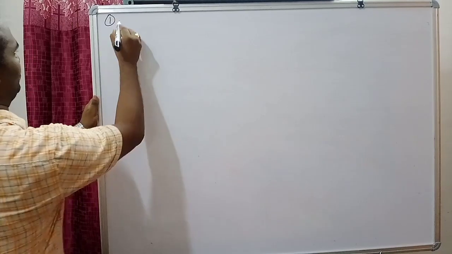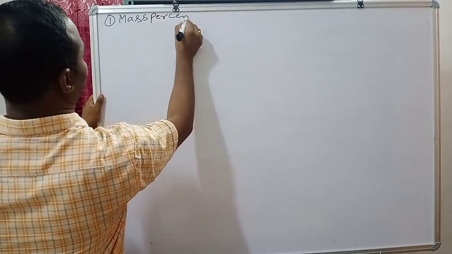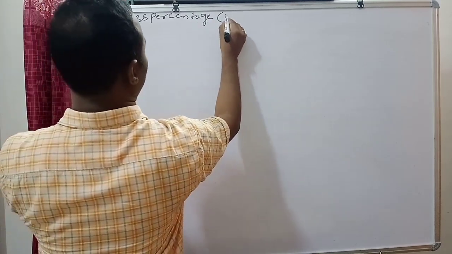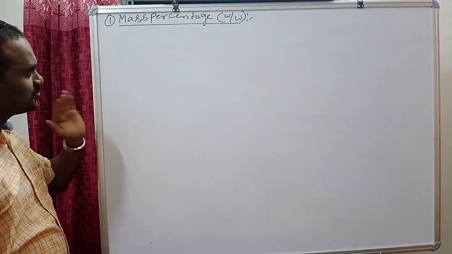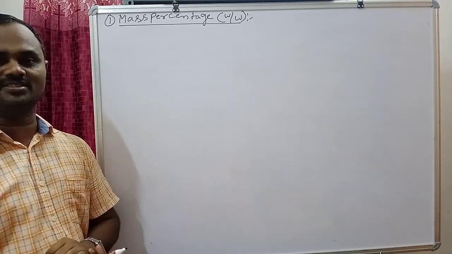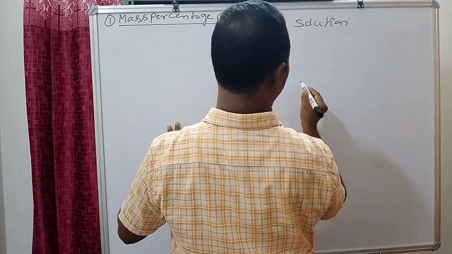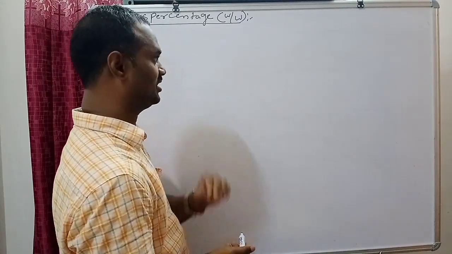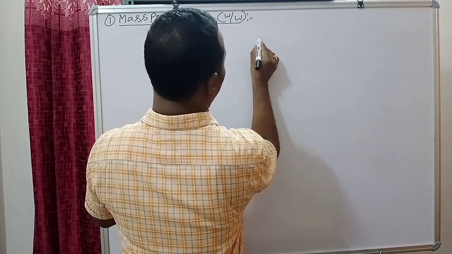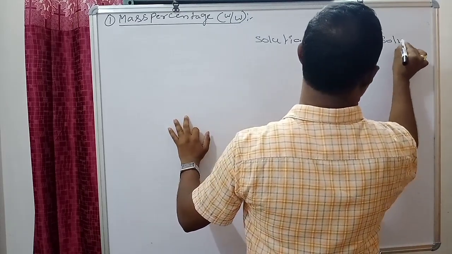First concentration expressing method, that is mass percentage, denoted with W by W. Before going to all these concentration terms, we have to see some general symbols. Solution, solute, solvent.